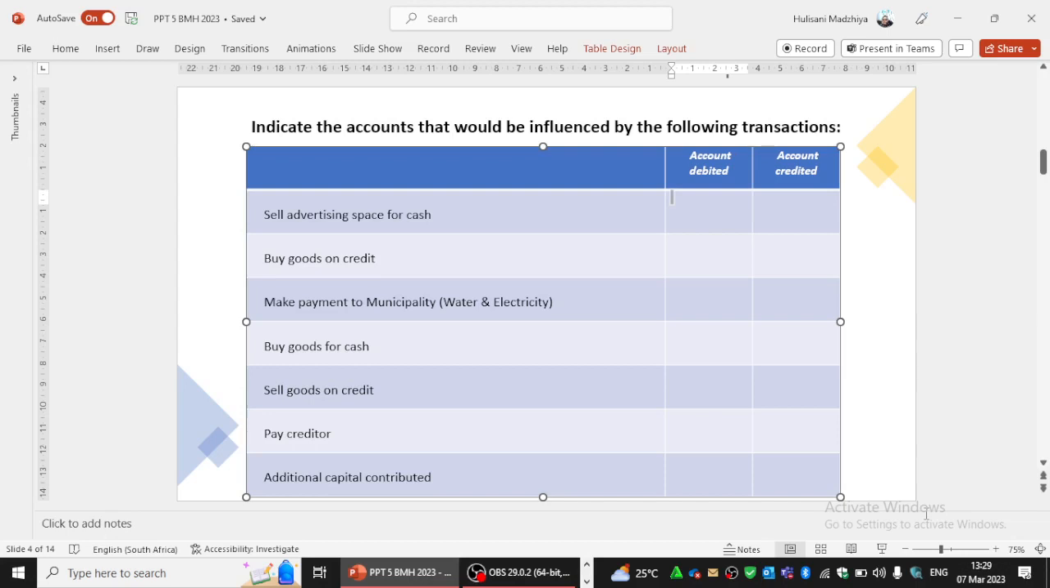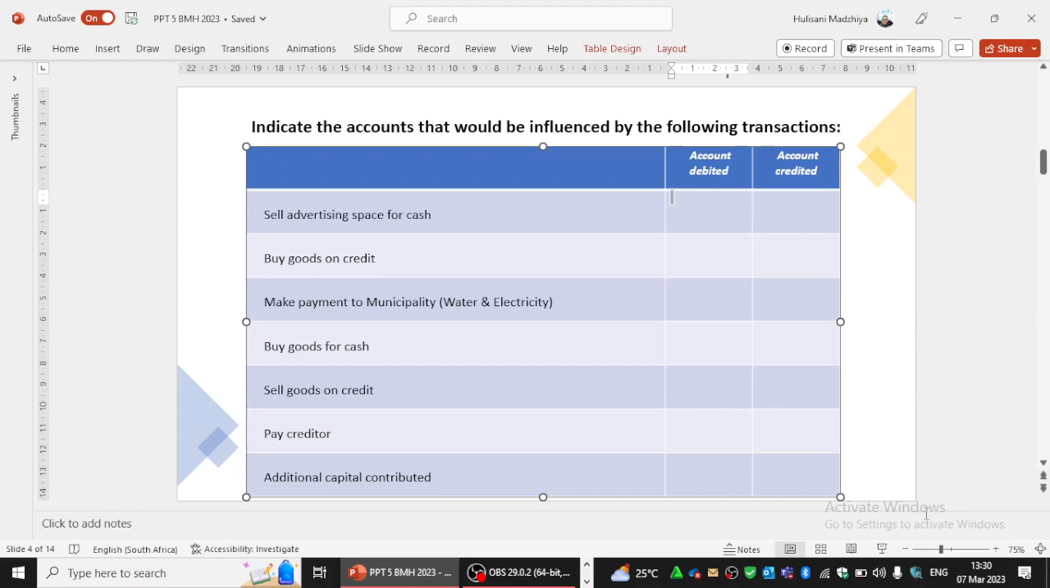Yeah, that's 100% correct. Now comes the question: say you sell advertising space for cash. It's your business. You're running a media company, which has billboards, and you also have this big screen where people advertise for a 5 minute advert or 3 minute advert that plays while people are passing by and watching those adverts. So now you sold one of those spaces, and you sell it for cash. So here's the transaction: you sell them for cash. Now I want to know which account should be debited and which account should be credited within your business.